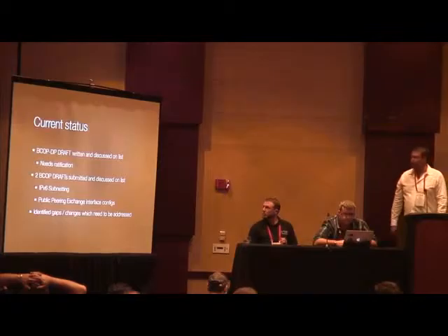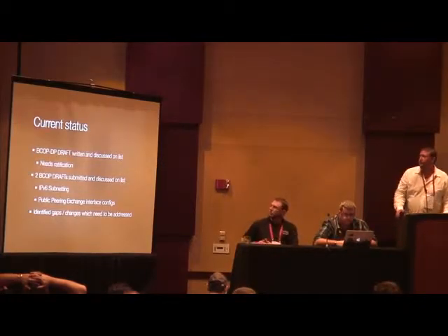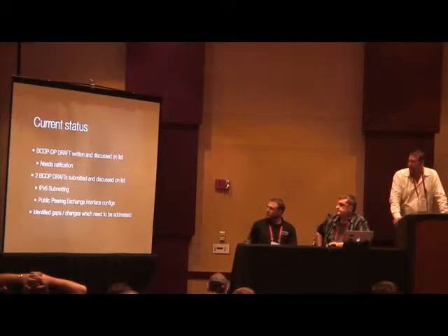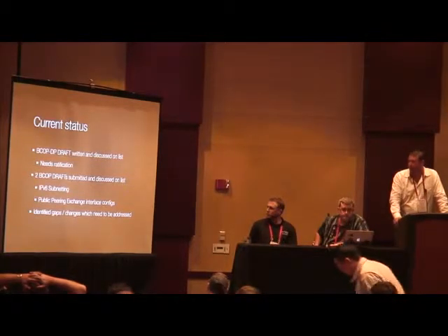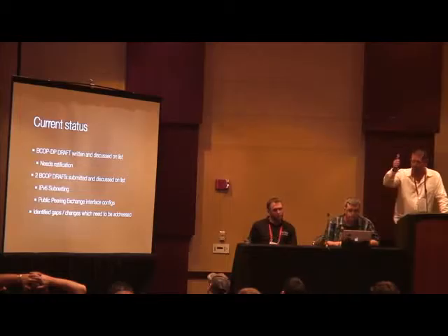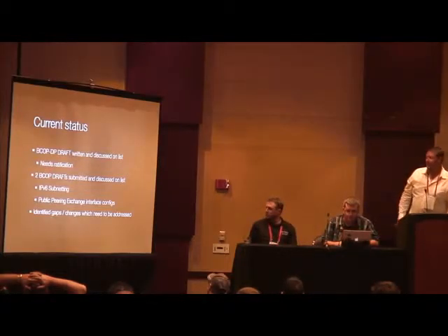So the current status. We have a best current operational practices development process draft. It's been written and discussed on the list and in a lot of private conversations. It's what we think is a pretty good development process to move forward. It does need ratification, but it exists in draft form. We have two BCOP drafts, so we actually have some meat. Yay. One on IPv6 subnetting, and one on public peering exchange interface configs.